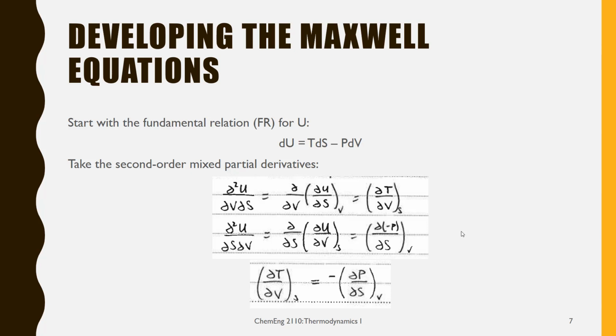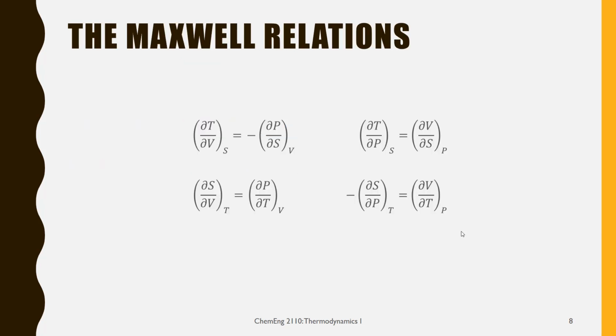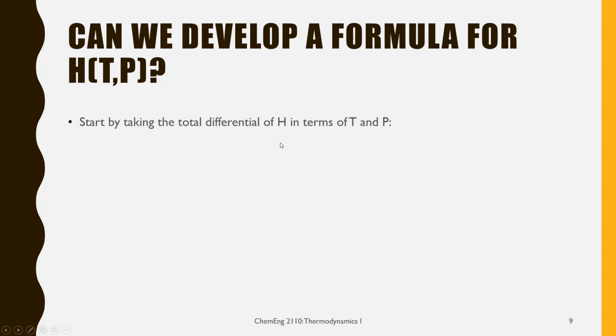And we can do this from each of the fundamental relations. So if I look at this, this is the one that we first derived. S and V are the natural variables for U, so this came from the U fundamental relation.